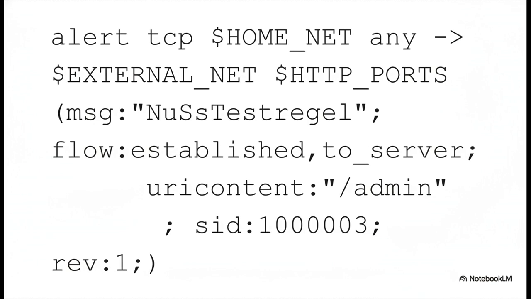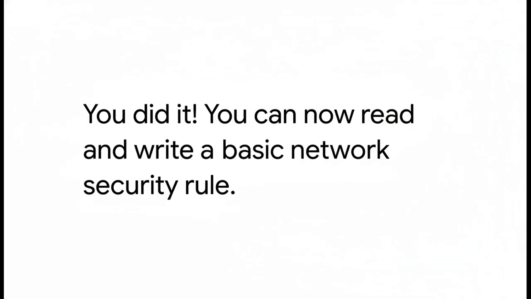We've got our custom message, we've got our flow condition to make sure it's an established connection, and there's the star of the show, URI content /admin. That's what tells Suricata exactly what to look for in the URL. And there you go. You did it. Seriously, we just went from a potentially confusing page of lecture notes all the way to building a real working security rule. That is a massive leap forward in understanding how this all actually works in the real world.